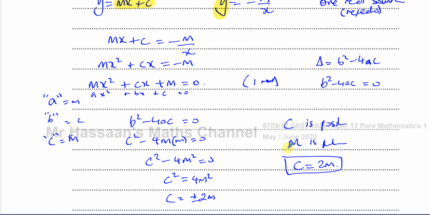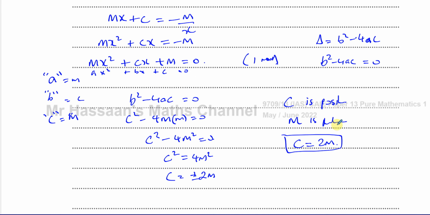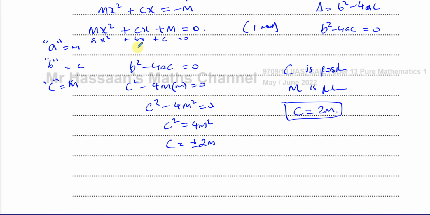So we know the value of c. That's not our answer here, we have to remember the coordinates of P. But what's going to help us now is we know that c is equal to 2m. If I solve this equation, I will find the point where P is, basically. That tells us where they intersect. But now I know I can replace c with 2m.